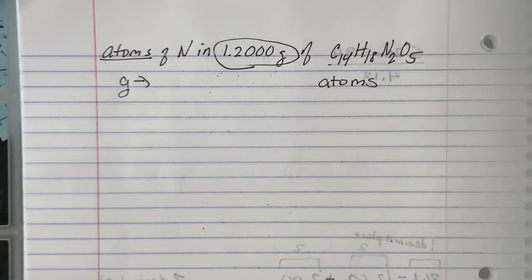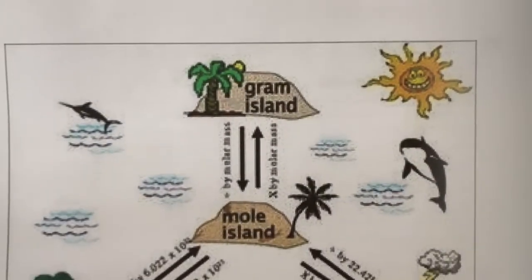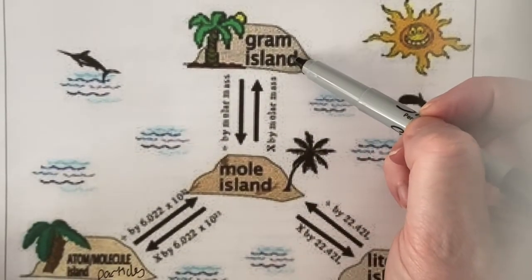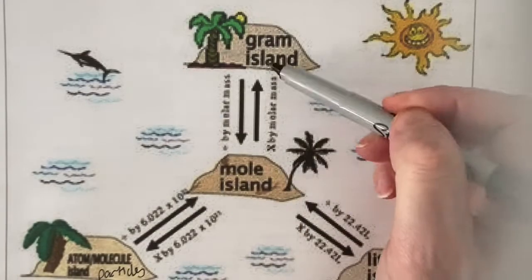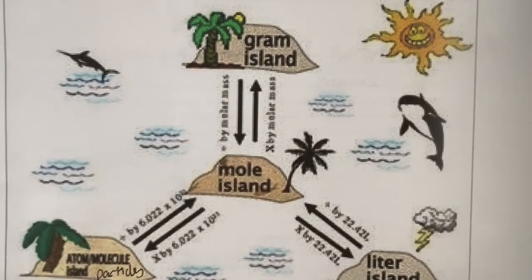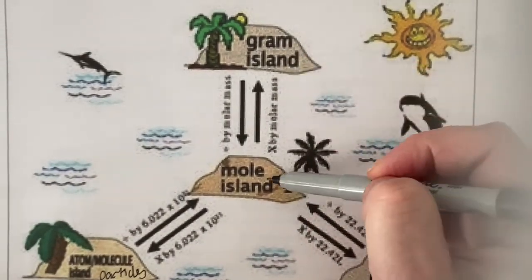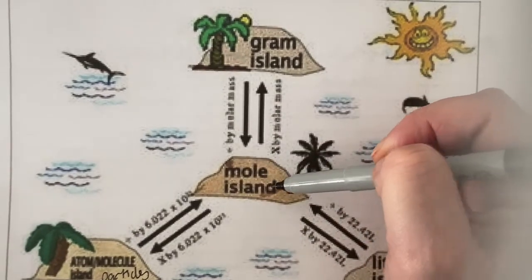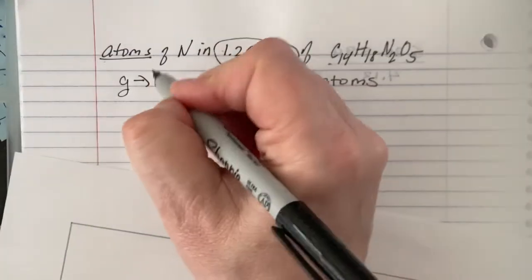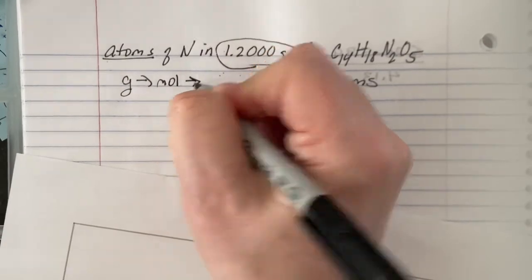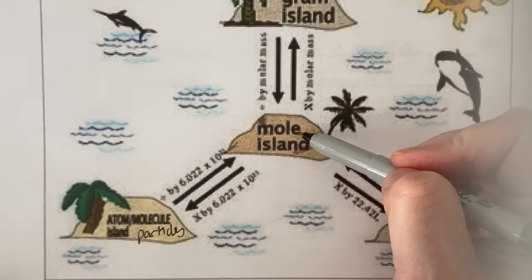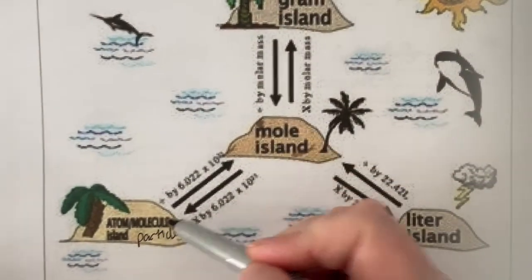I look on my mole island sheet. I know we're starting off with grams, and then we always have to go to that central hub before going to particle or liter island. From grams, stay in those shipping lanes. So that means I'm going from grams to moles, and then from moles, I'm going to go to particle island.